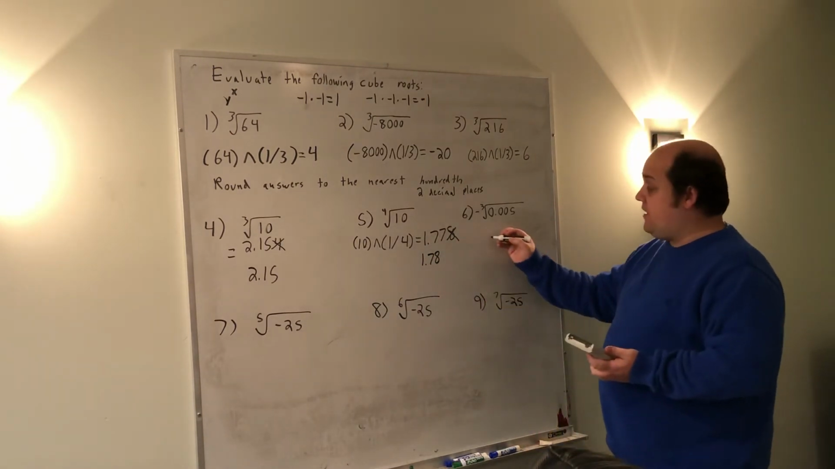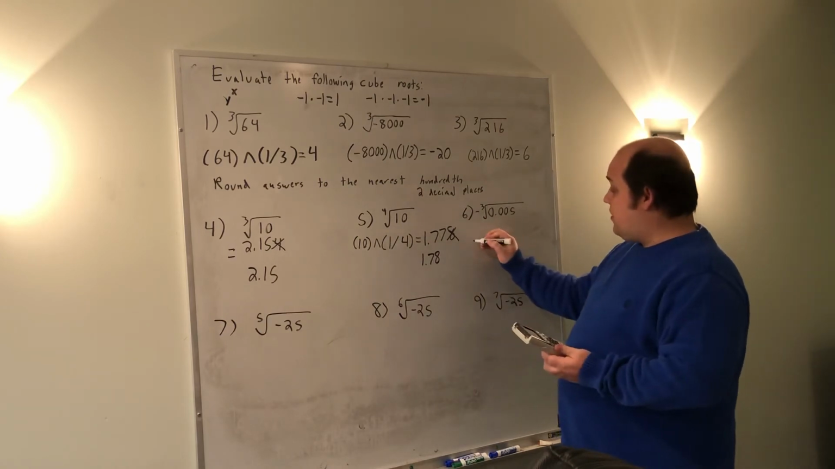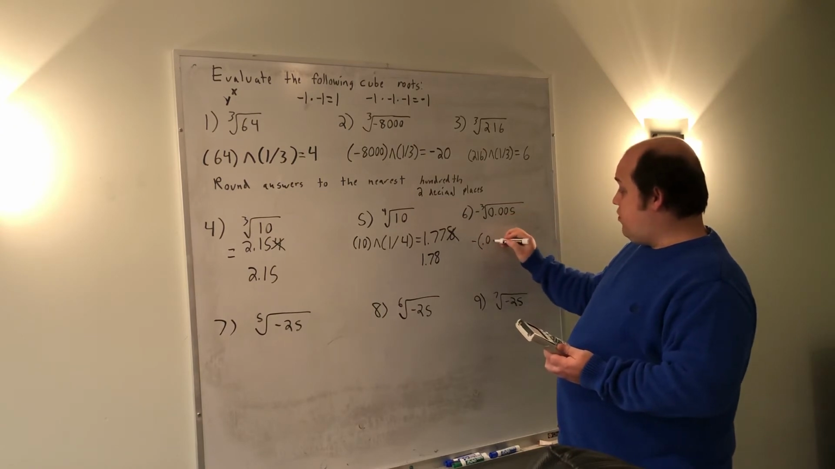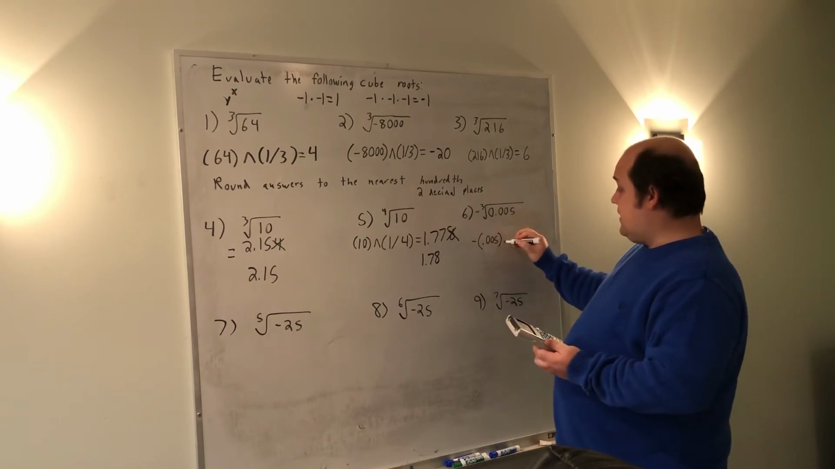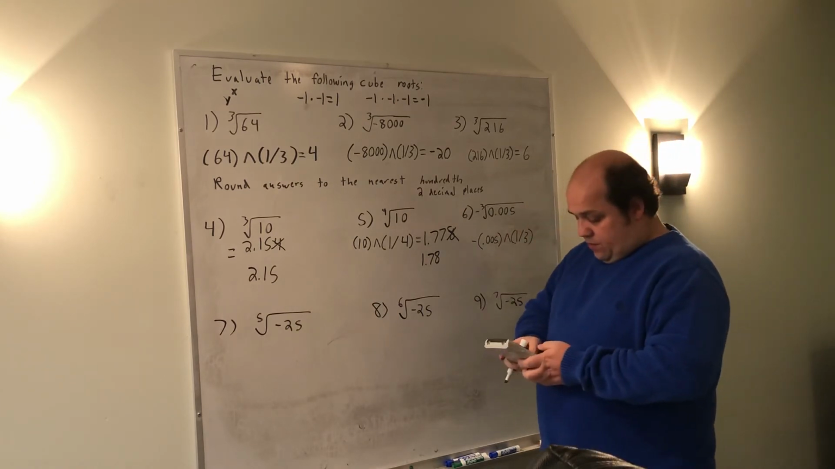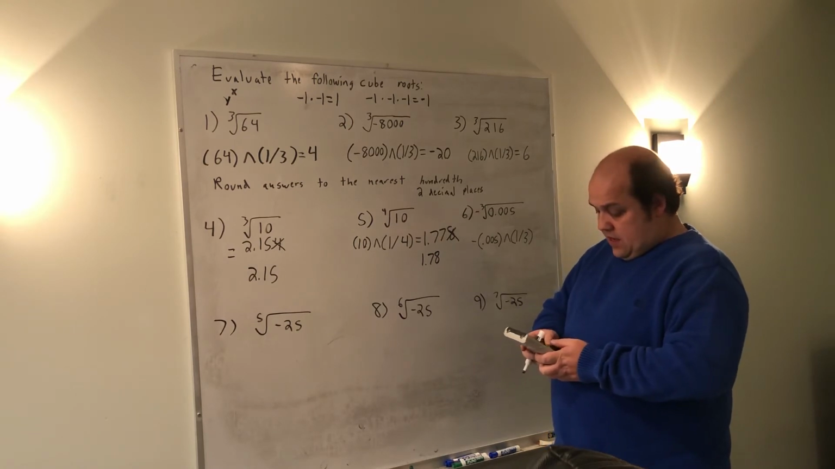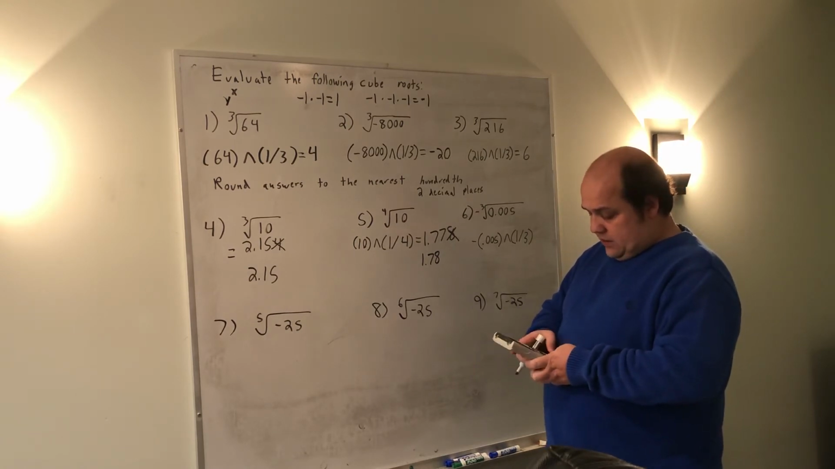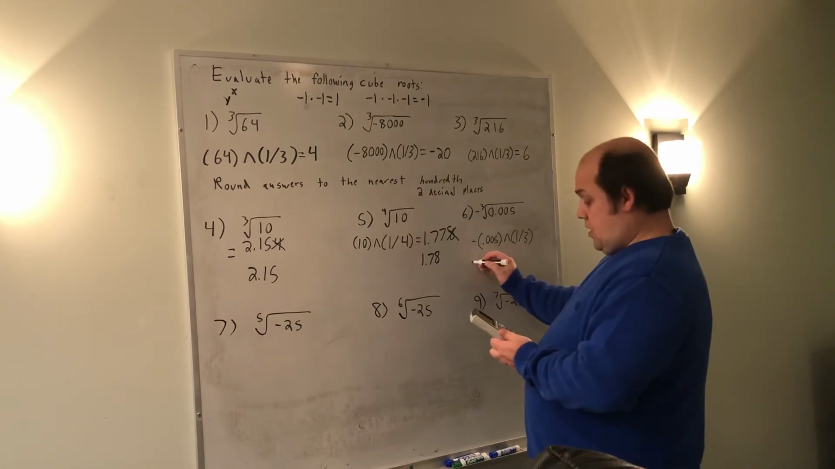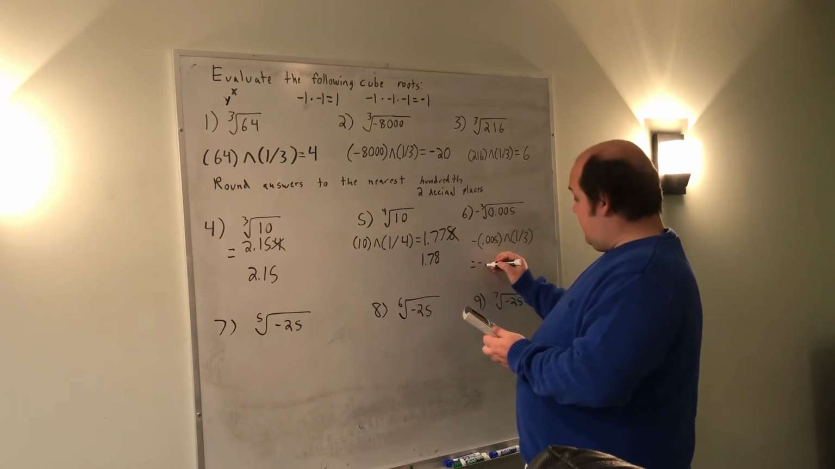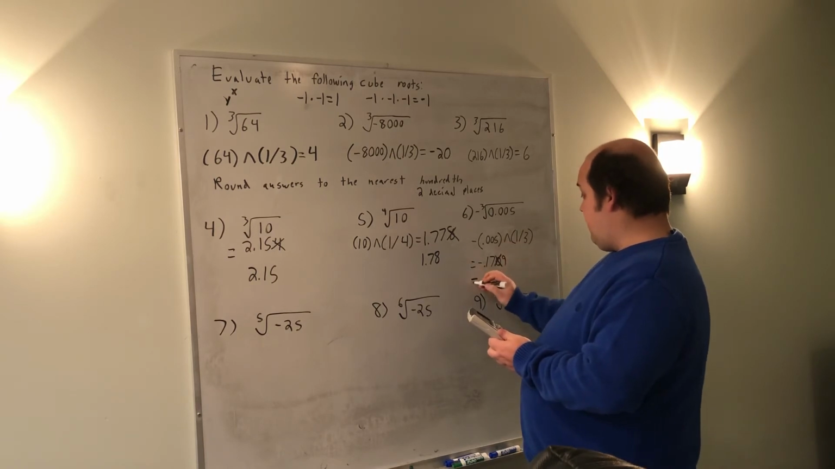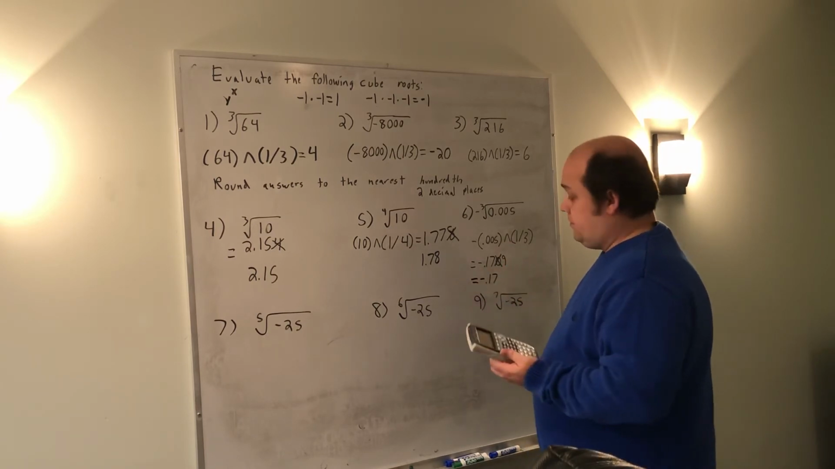For number 6, this negative is on the outside. So when I put in my calculator, I want to put negative first, then what's inside the root symbol, 0.005, end parentheses to the power of 1 divided by 3. So negative parentheses 0.005, end parentheses to the power of parentheses 1 divided by 3, end parentheses. This tells me I get an answer of negative 0.1709. The 0 is what I'm getting rid of, so it's just negative 0.17.